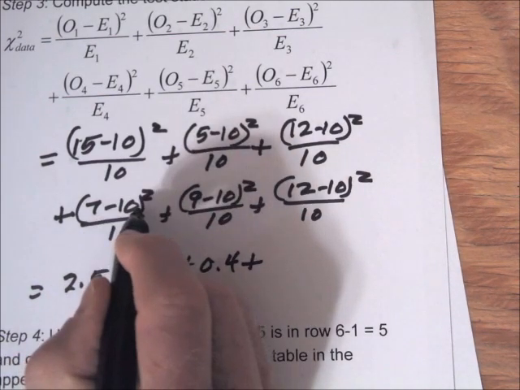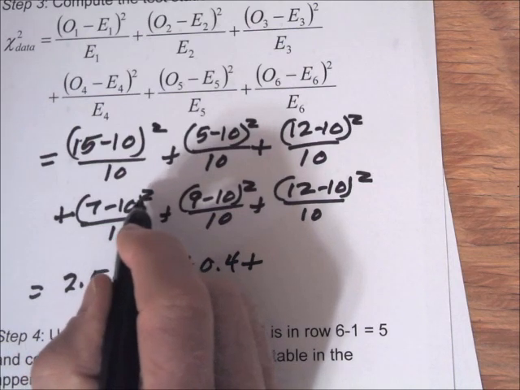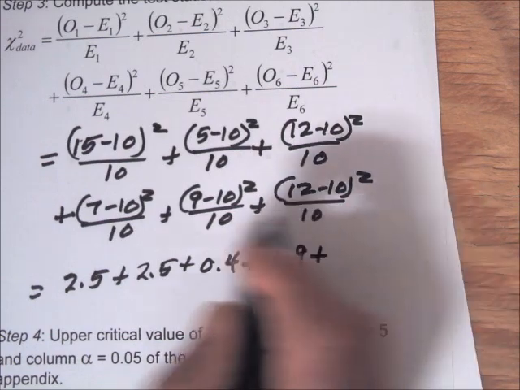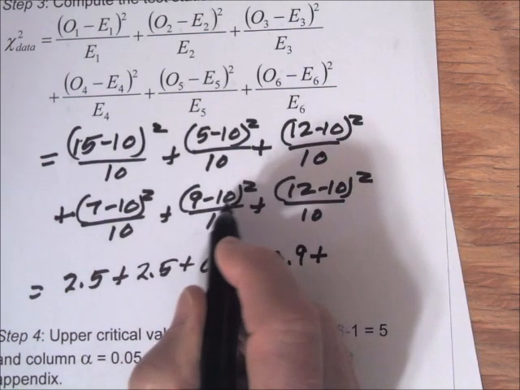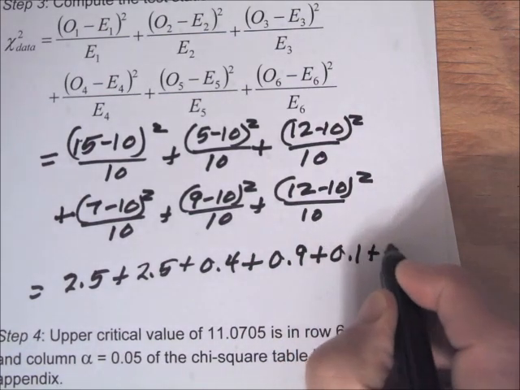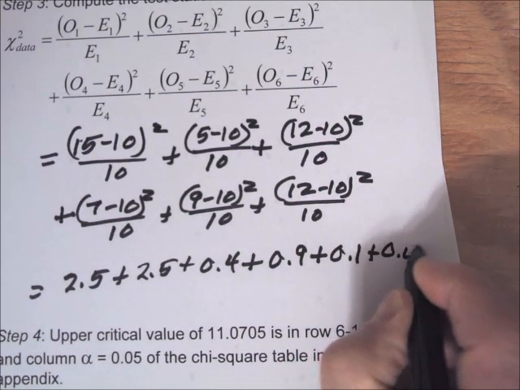7 minus 10 is negative 3. Negative 3 times negative 3 is positive 9. 9 divided by 10 is 0.9. 9 minus 10 is negative 1. Negative 1 times negative 1 is 1. 1 divided by 10 is 0.1. And this one is going to be 0.4.